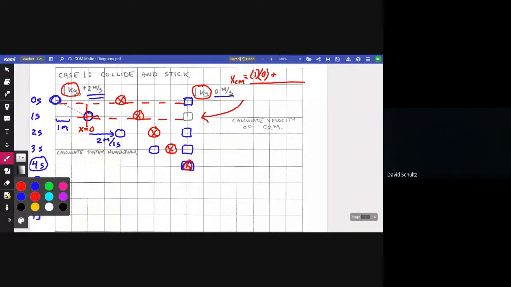plus, and then I go to the second mass, which is over here, right? And that would be 1 kg times 6. Why 6? Because remember, if I use this as my origin, I go 6 meters over to get to that. So mass times position plus mass times position, and then I divide by the total mass of 2. And of course, that's 0 plus 6, which is just 3, and these are meters.